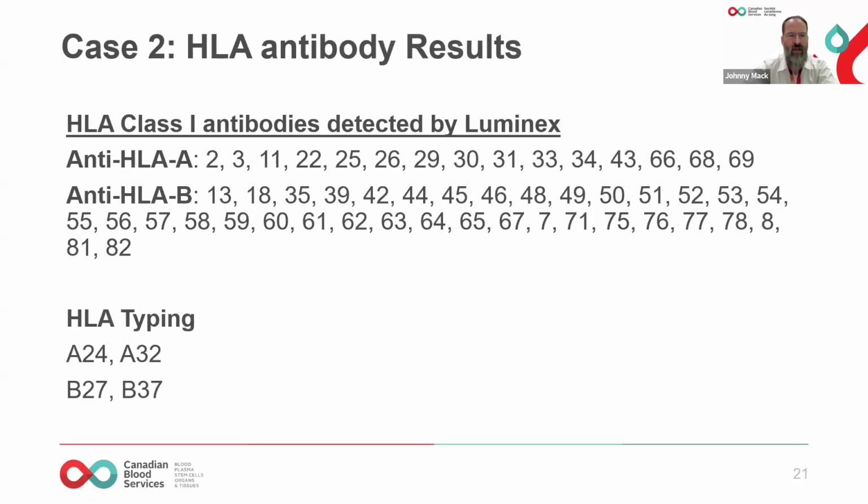That was done in our patient, and we identified the HLA type to be A24, A32, B27, B37. So now, with the combination of these two tests, we're in a good position to support them through either an antigen matching or an antigen avoidance type strategy.